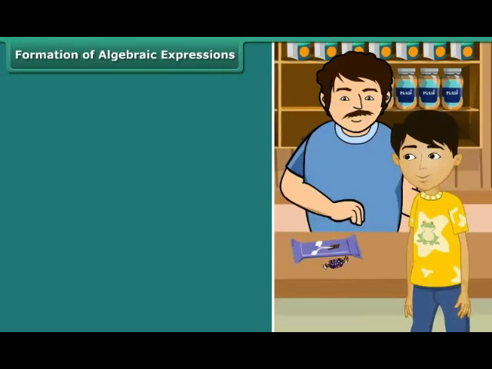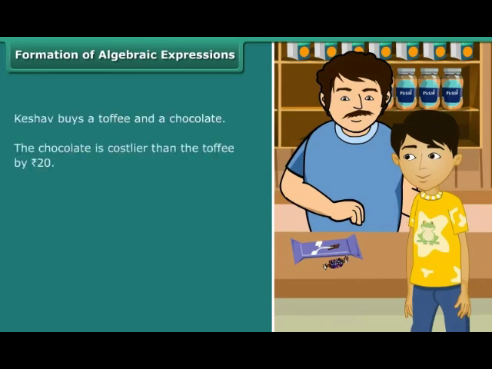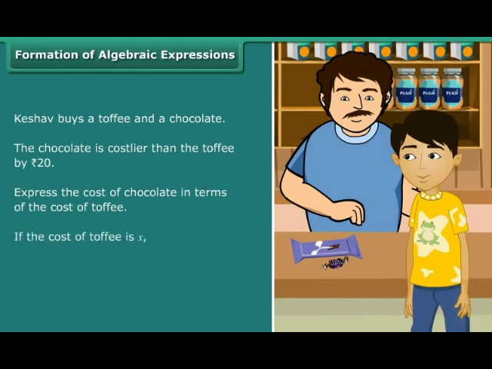Let us now express some real-life situations with the help of algebraic expressions. Keshav buys a toffee and a chocolate. The chocolate is costlier than the toffee by 20 rupees. Express the cost of chocolate in terms of the cost of toffee. If the cost of toffee is x, cost of chocolate is equal to x plus 20.